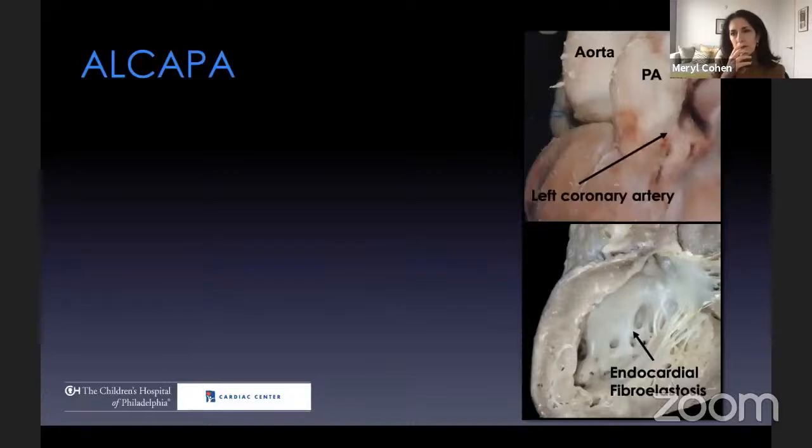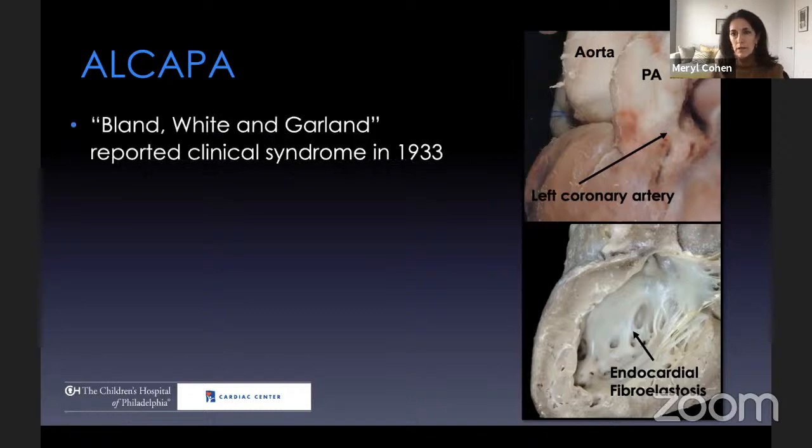So we'll start with ALCAPA, anomalous left coronary artery from the pulmonary artery. And here you see two specimens, one showing you the left coronary artery arising from the pulmonary artery and the consequences of that, which are you get ischemia, particularly of the endocardium, which is quite vulnerable to ischemia. And this is known as Bland-White-Garland. It was first reported as a syndrome in 1933.